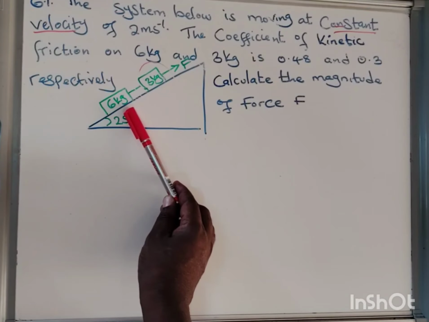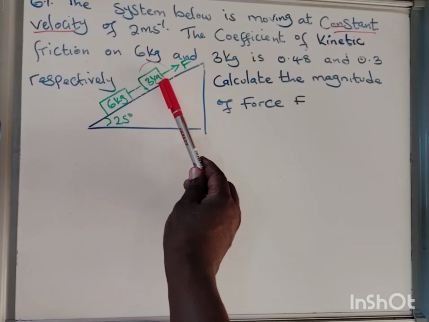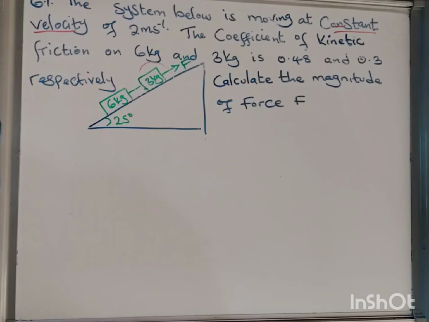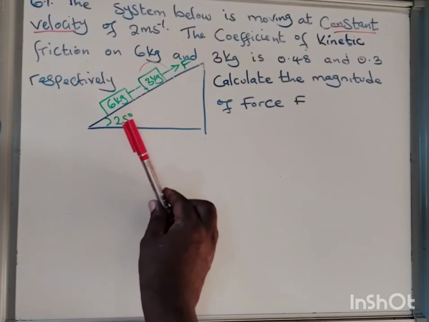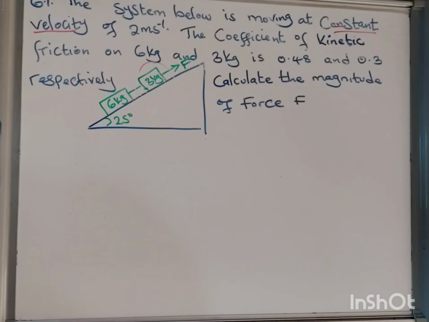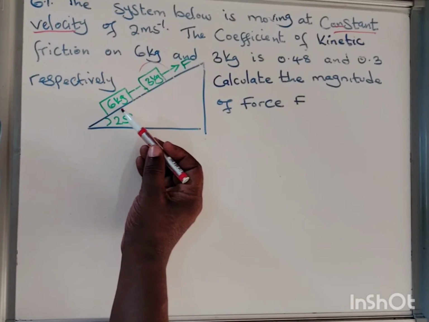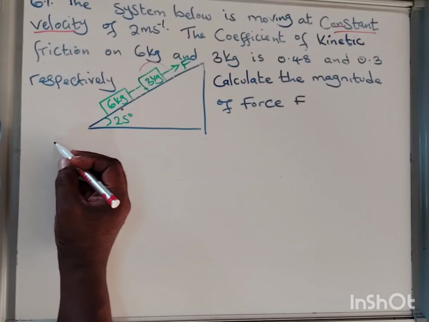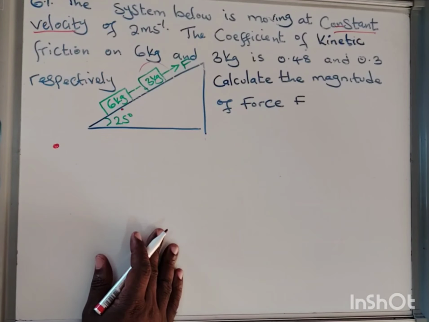We have a 6 kg attached by an inelastic string to a 3 kg, which is being pulled by force F. Both bodies lie on an inclined plane with an angle of inclination of 25 degrees to the horizontal. How do you deal with this? Here, the best approach is to first deal with this 6 kg. We look at its free body diagram.